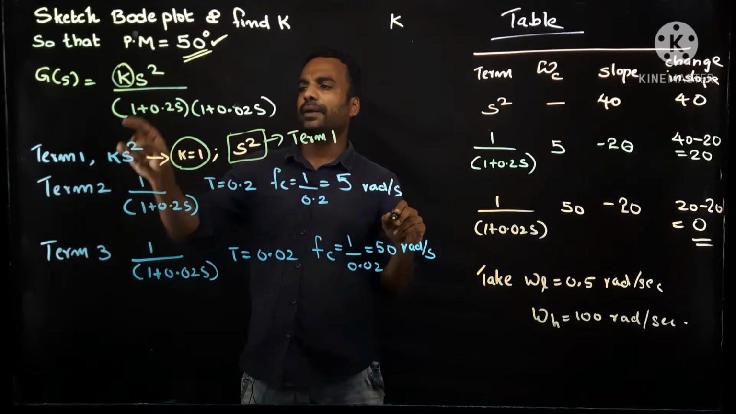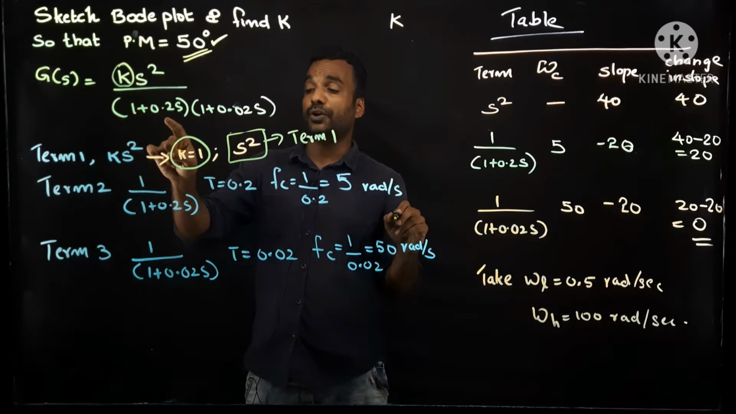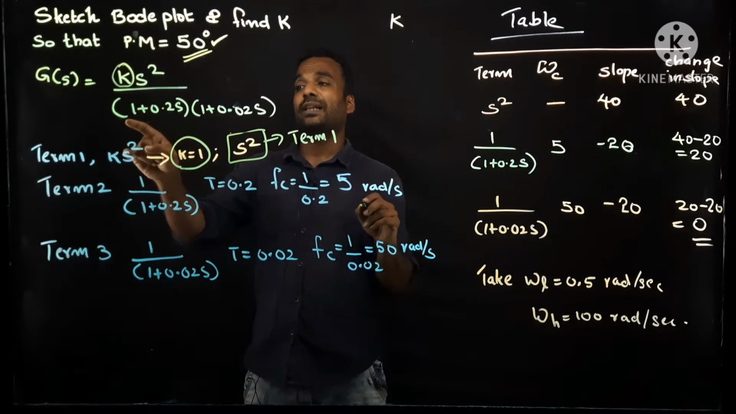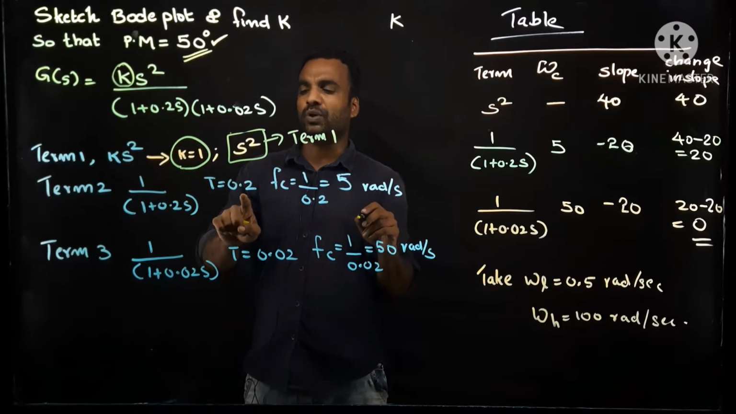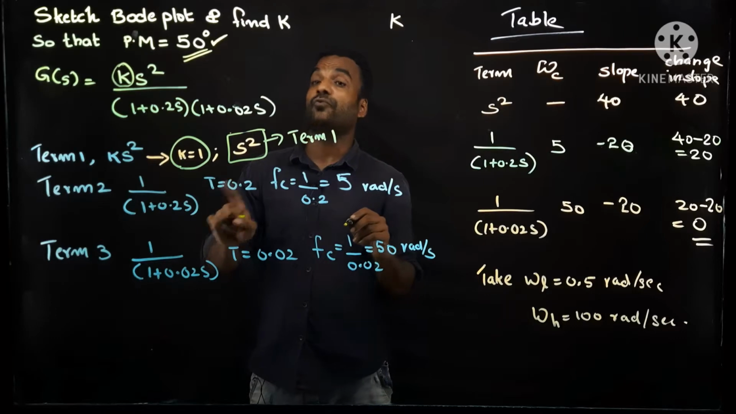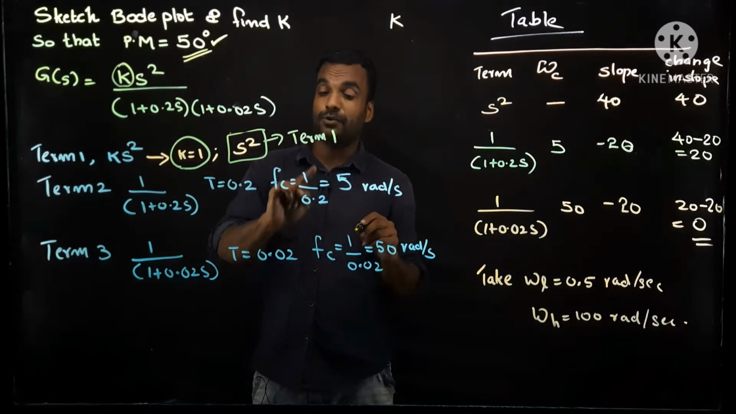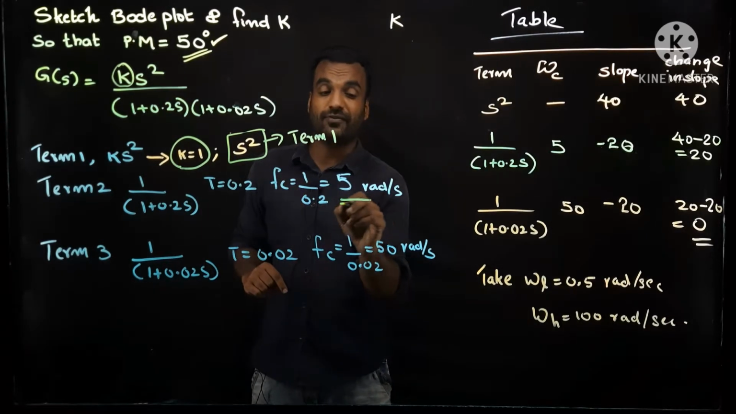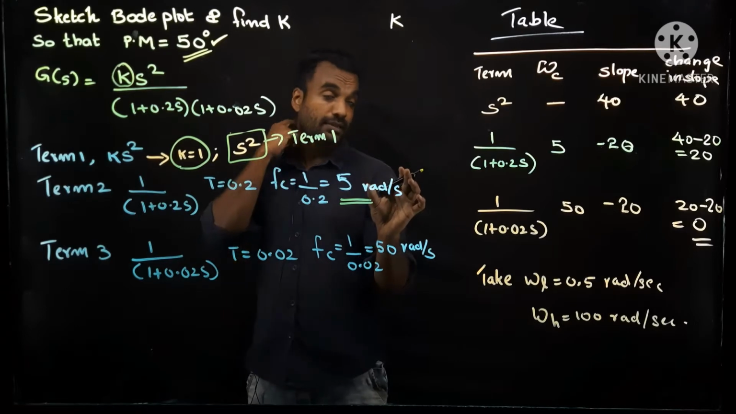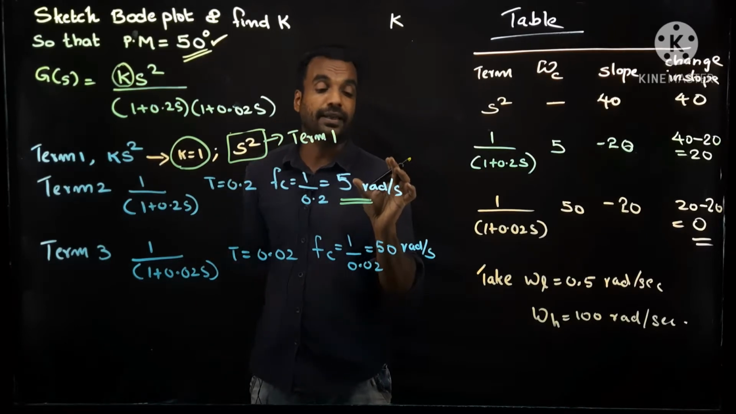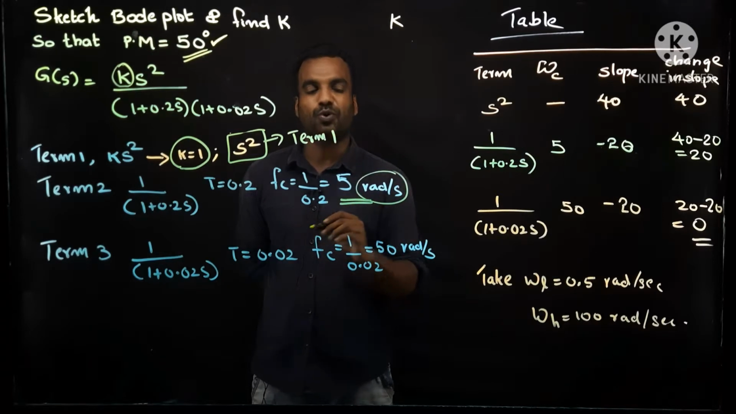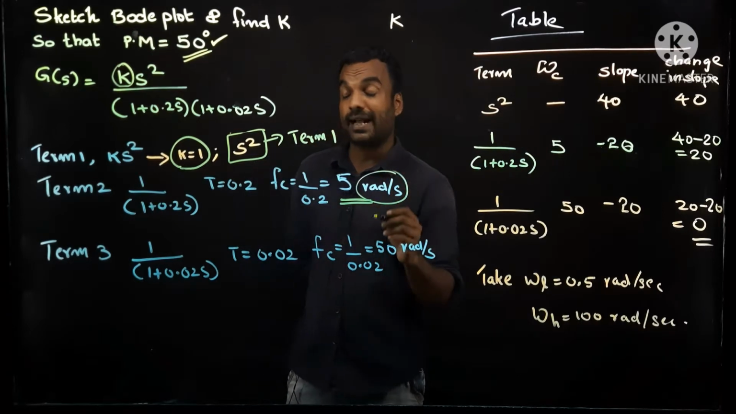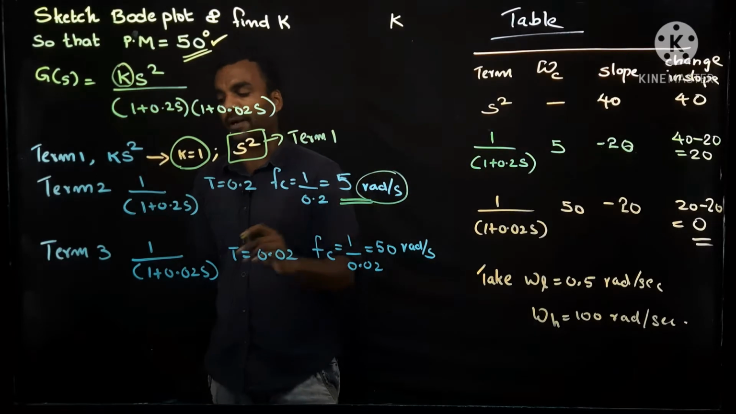Second term is 1 by (1 plus 0.2 s). 1 plus sT is the standard format. So T is equal to 0.2. If T is equal to 0.2, frequency will be the inverse of time. So 1 by 0.2, it is 5 radian per second. Please take care of this. In the previous class I didn't mention the unit. I forgot to mention the unit of frequency. Radian per second is the unit of omega.